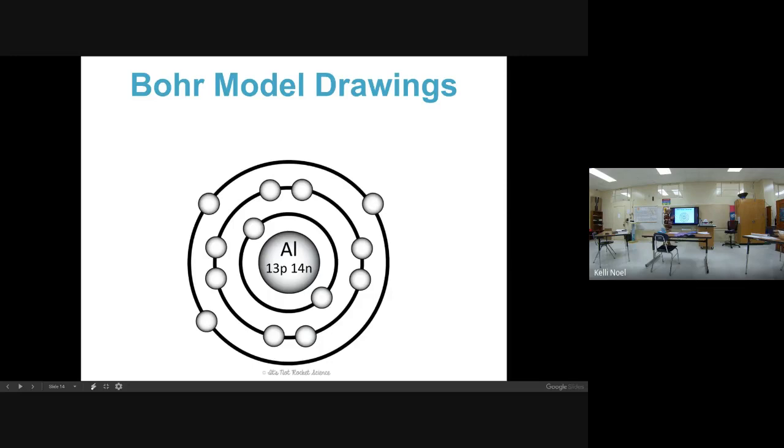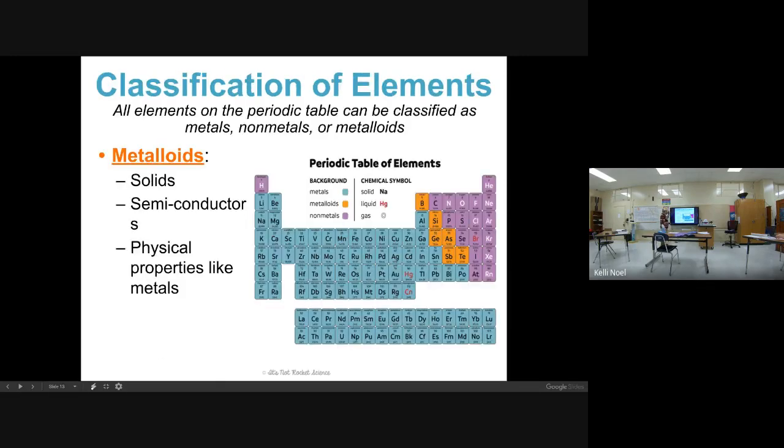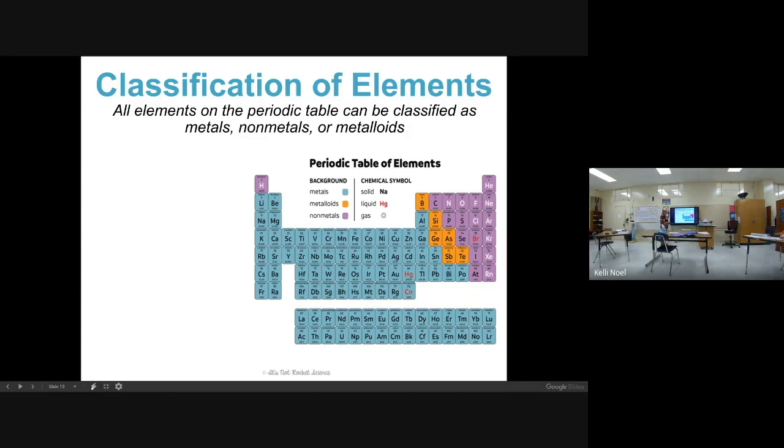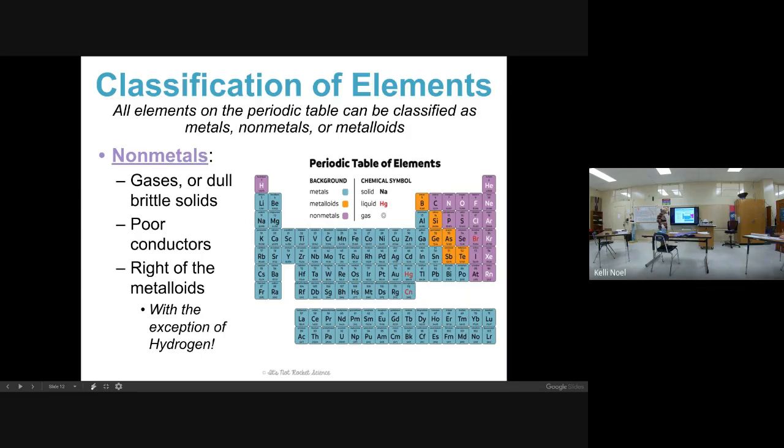I didn't get all of the nonmetals. I didn't get the last. All right, let's go back just a minute. Sorry. No, that's fine. There we go.